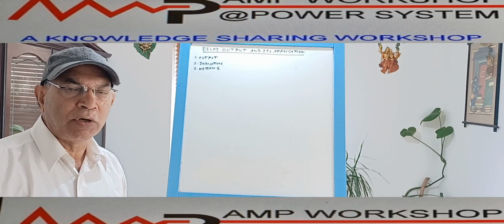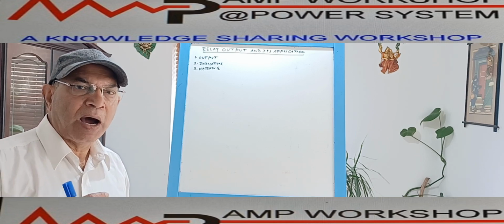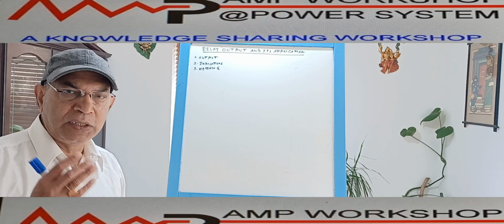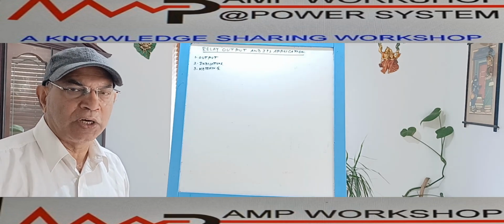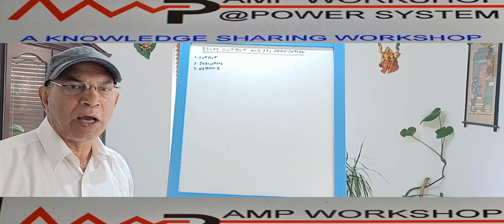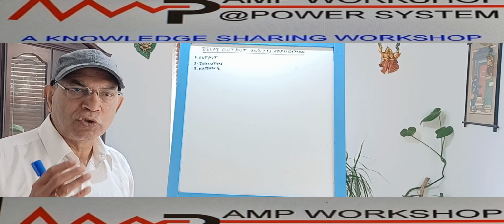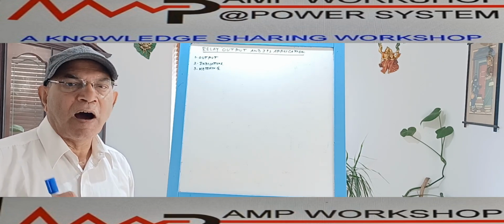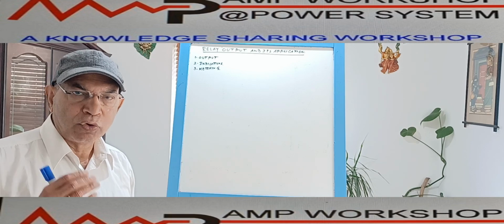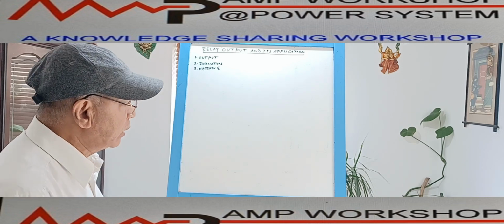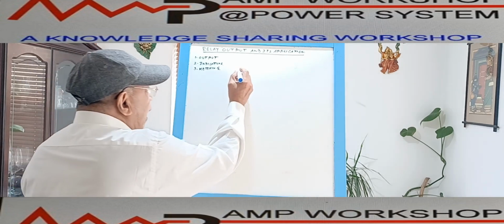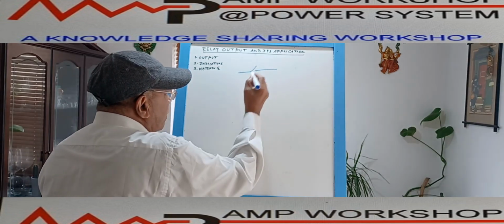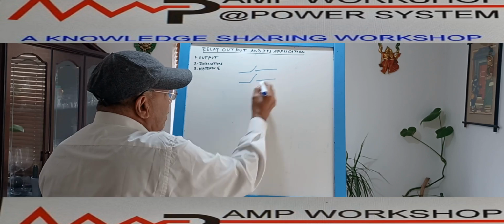Those contacts are actually contacts of small reed relays. The main protection relay has a lot of small reed relays, and the output contacts of those relays we call binary outputs. This is how it is shown by the output contact. This is one of the binary outputs.